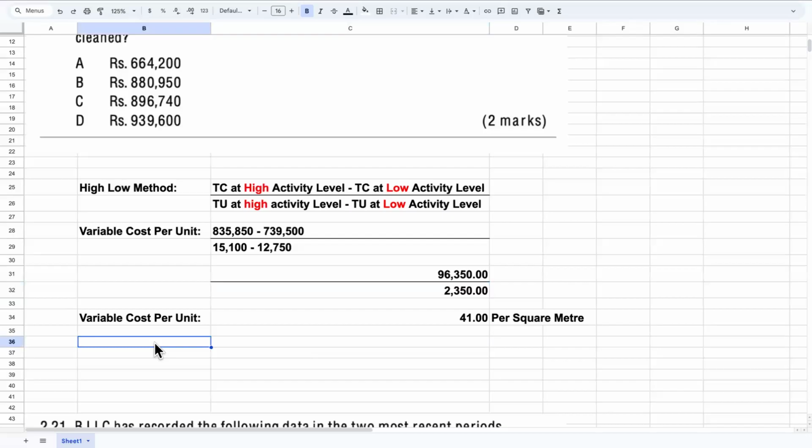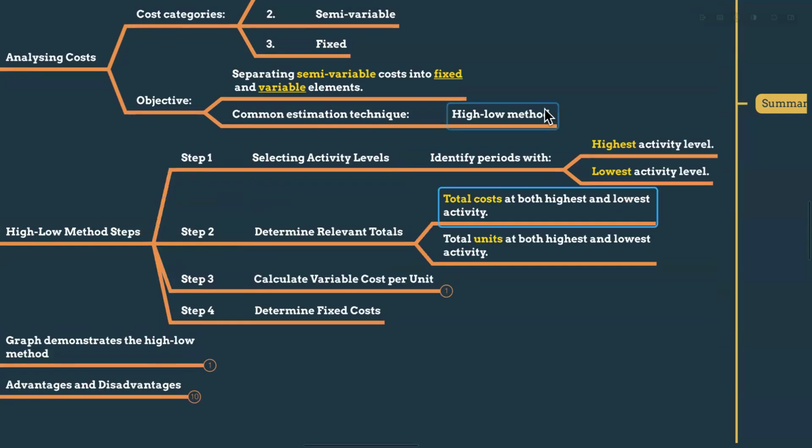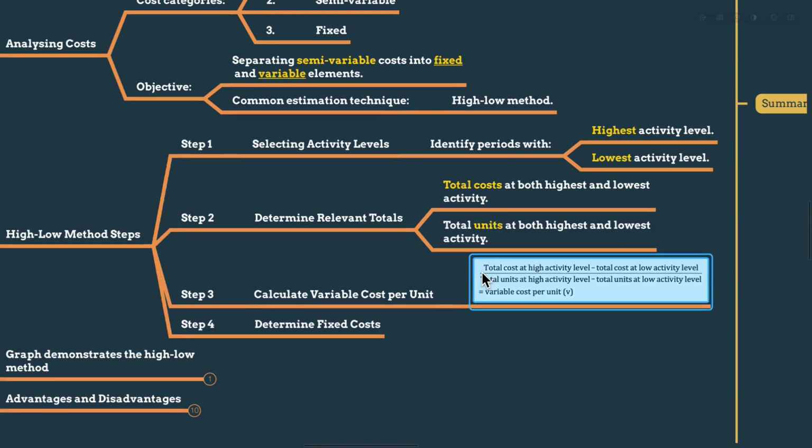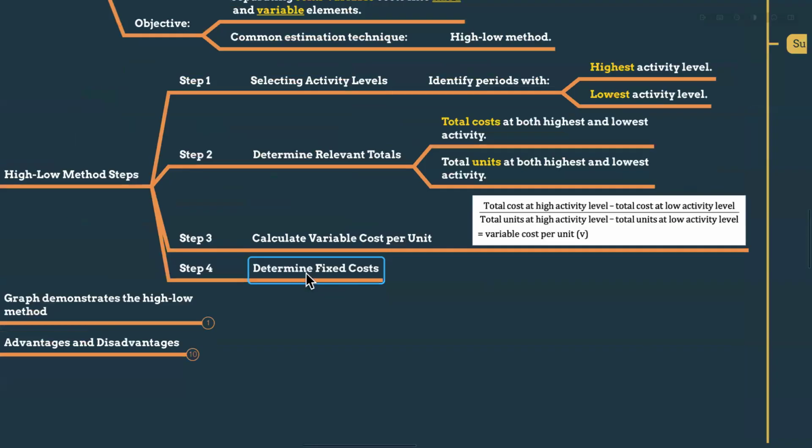Then we will identify the activity level. So selecting the activity level is step one, and determine the relevant cost. It means the total cost and total units at both the highest and lowest activity levels. The third step is to calculate the cost per unit. Then the final step is we have to determine the fixed cost.